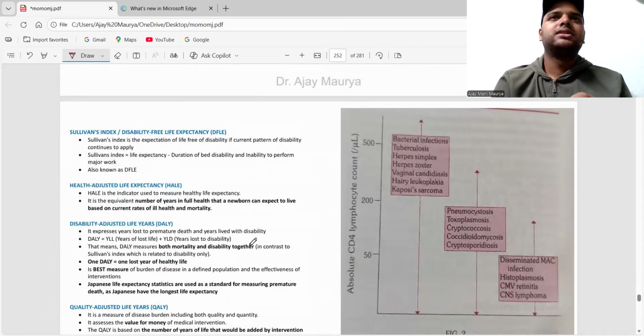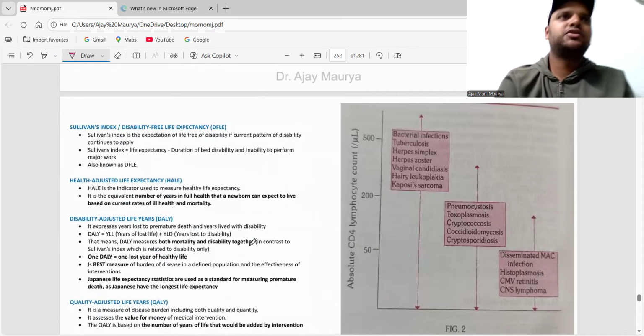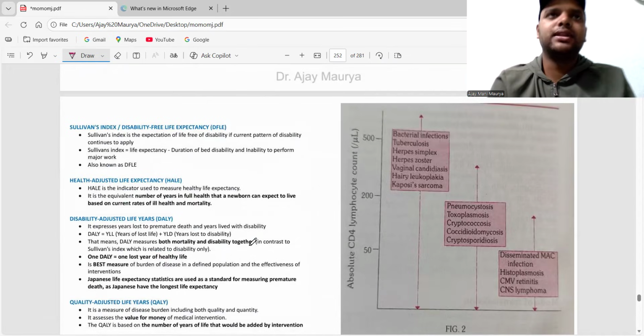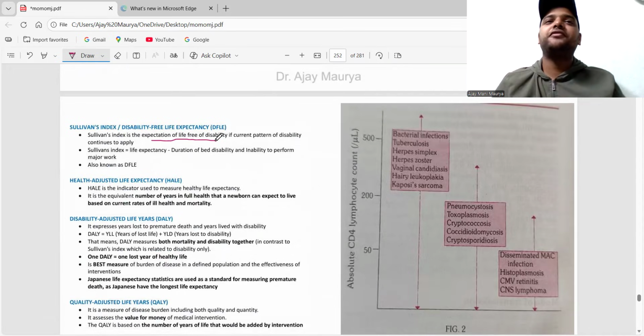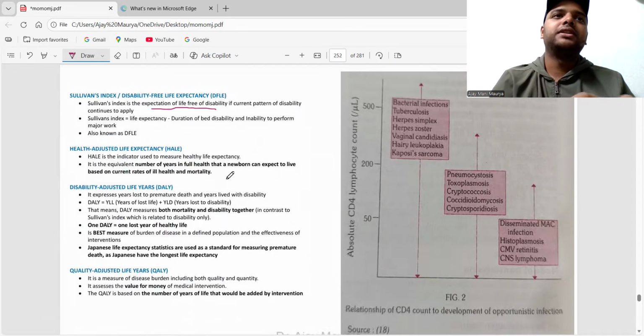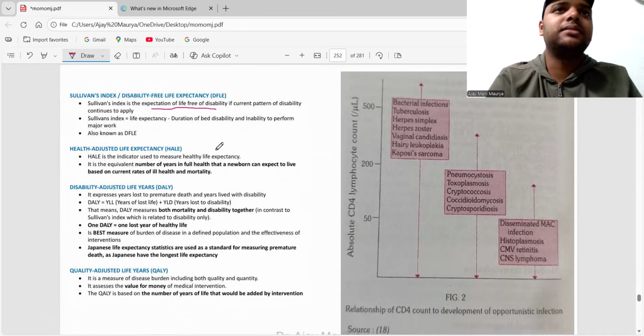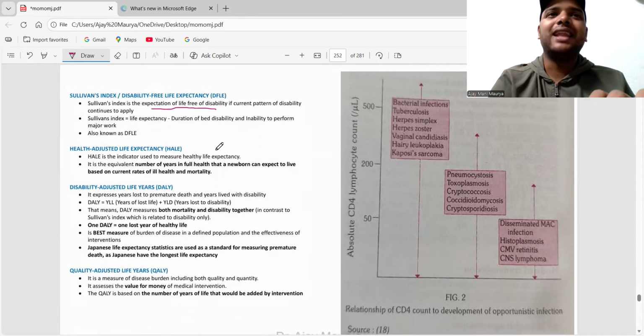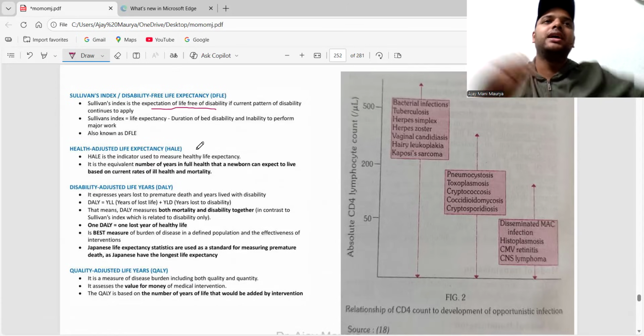You have to remember this. They are going to ask you what is the Sullivan index, or disability-free life expectancy. It is the expression of life free of disability if the current pattern of disability continues. And what is HALE? HALE measures healthy life; it is the healthy life expectancy.